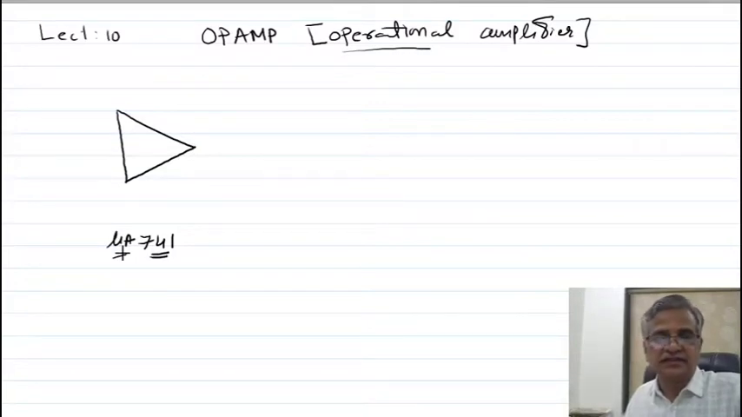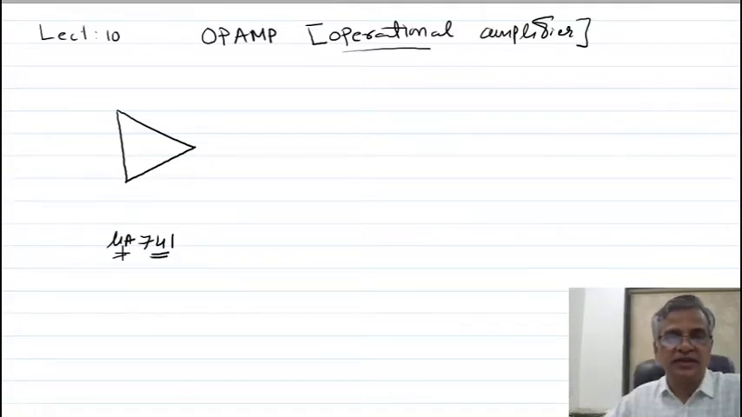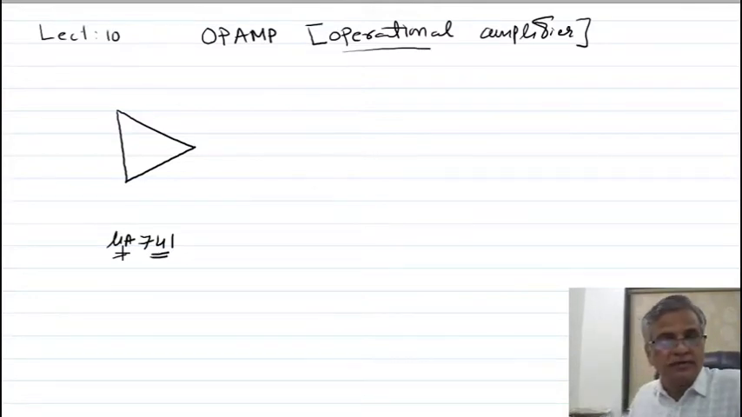There are different ICs available. Some of them are 14 pin. Different cases of the op-amp 741 are available. It is available in a metal case and also in a plastic case. Today I am discussing the op-amp 741 having 8 pins.